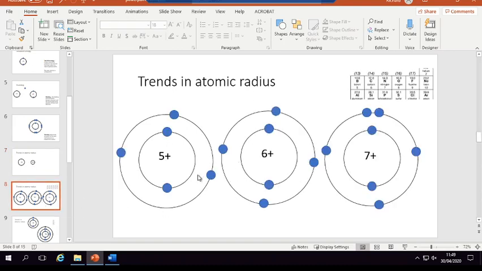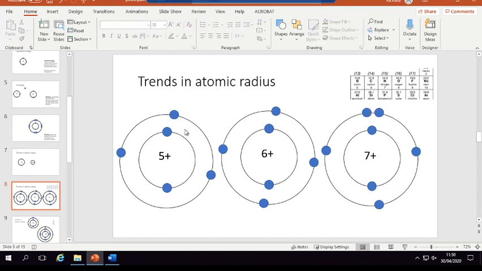These are going to get smaller as they go. However, you also need to consider what's going on between the outer shell and the nucleus. The thing that's between the outer shell and nucleus is this inner shell, which we've decided is going to shield the outer electrons. Now, this is important. Each of these inner shells in these three atoms is the same. So the shielding effect they're going to have on the nucleus is the same.